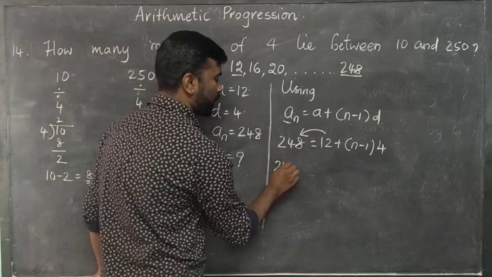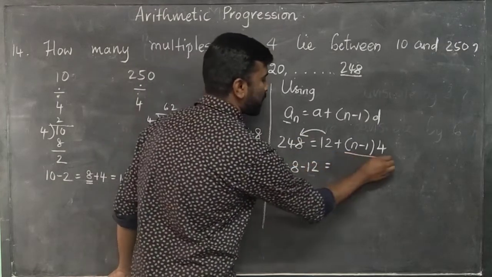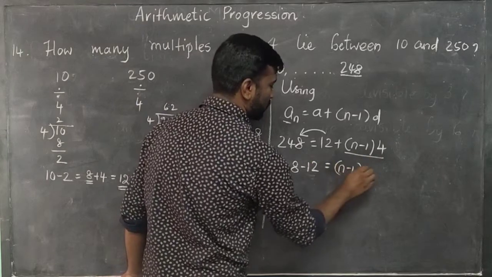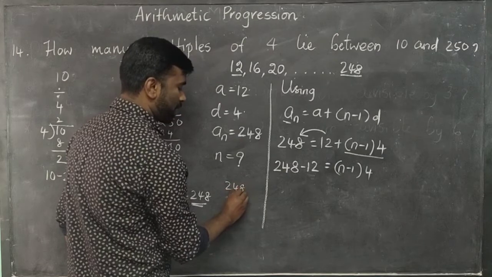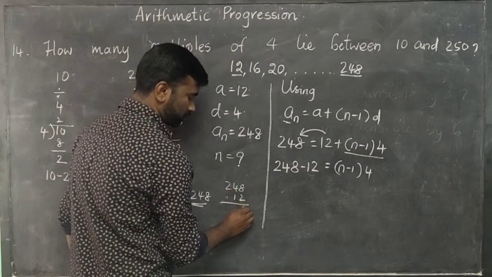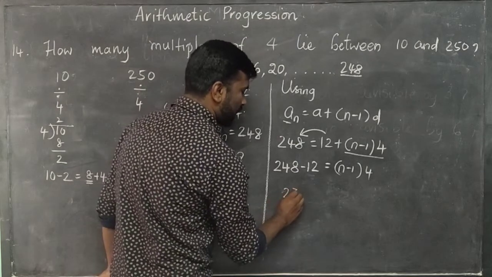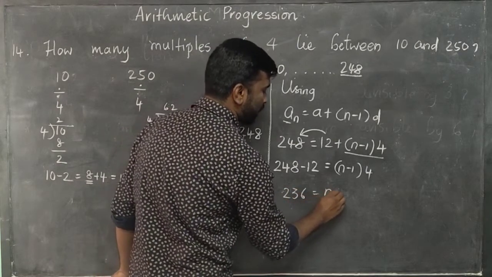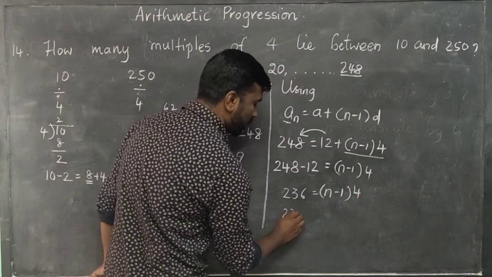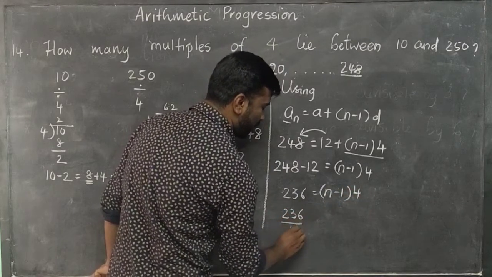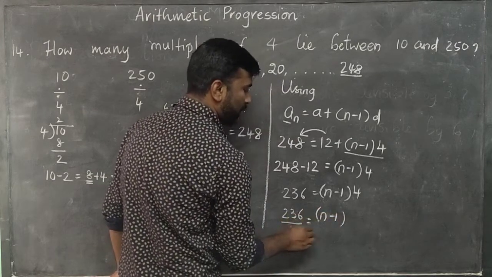Now shift this 12 to LHS. What you get? 248 minus 12 is equal to the remaining term N minus 1 into 4. Now 248 minus 12, what we get is 236, which is equal to N minus 1 into 4. Now divide both sides by 4. What you get? N minus 1 equals 236 divided by 4.